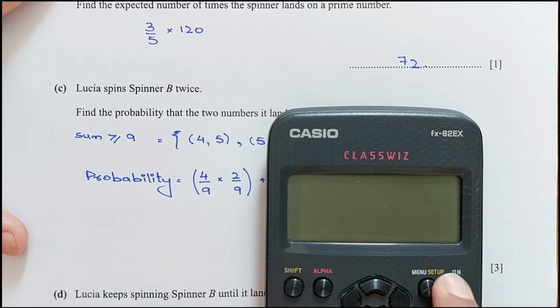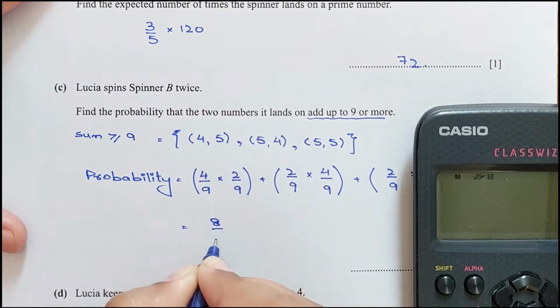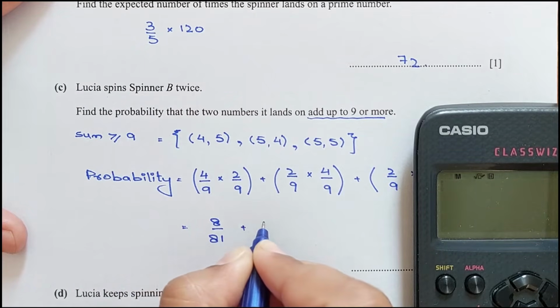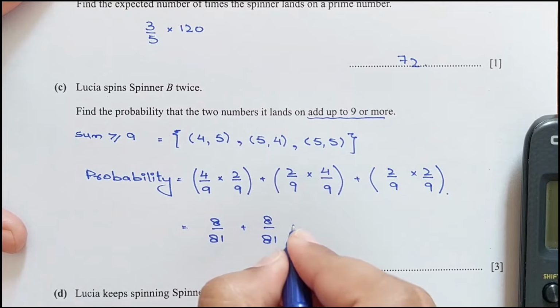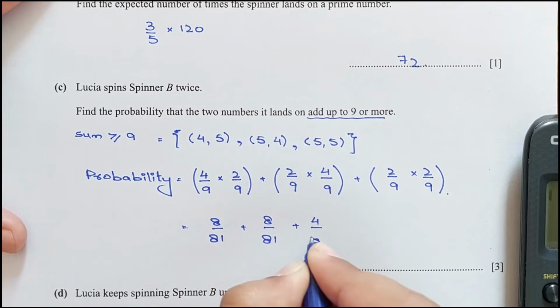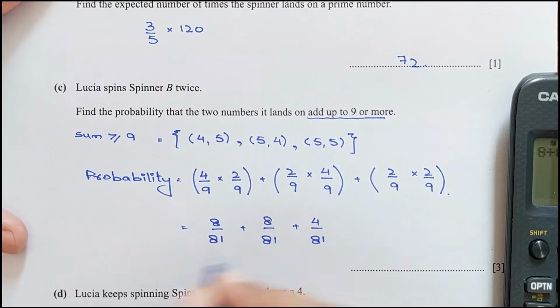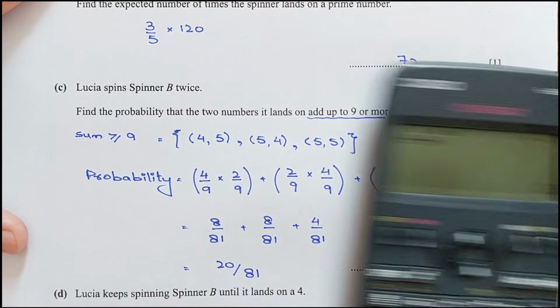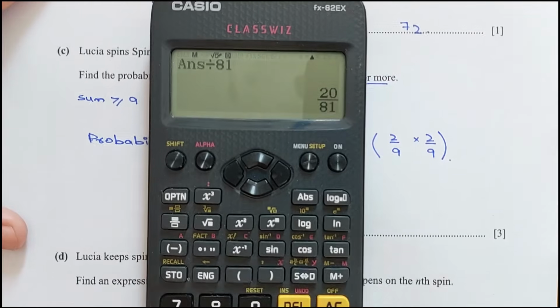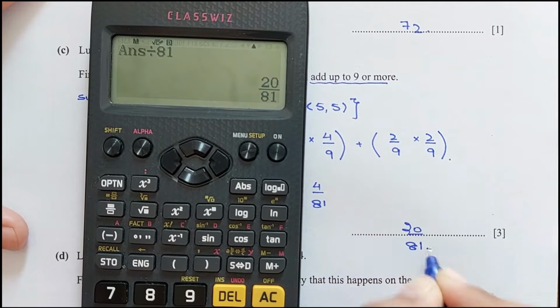Let me simplify. This would be 4 times 2 is 8. 8 over 9 times 9 is 81. This is also 8 over 81. 2 times 2 is 4, so 4 over 81. 8 plus 8 plus 4, which is 20 over 81. This is in simplest form, I guess. Yes, 20 out of 81 is the probability.